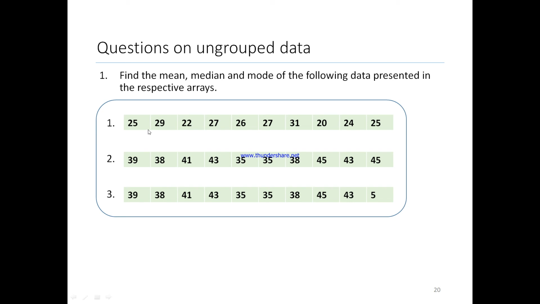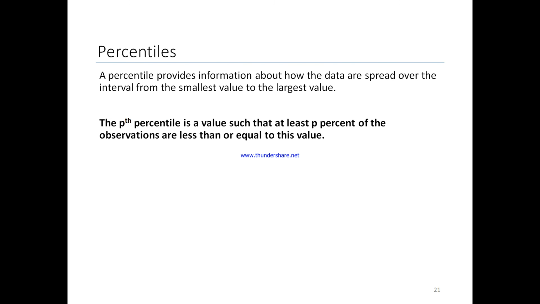And if you look at this one, you can see 27 appears 2 times, 25 appears 2 times, and yes, so you have two modes in the first data set, that is 25 and 27. For each and every data set, you can easily find the mean, median and mode, right? And the next thing is the percentiles.